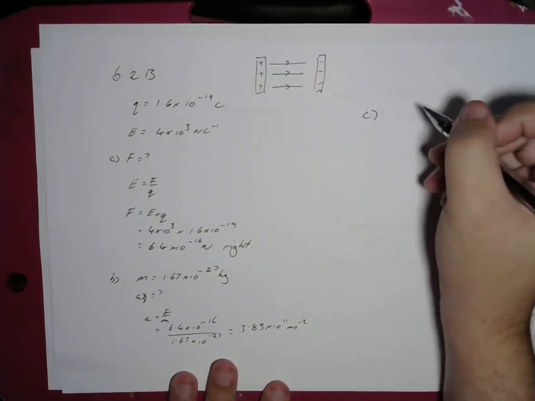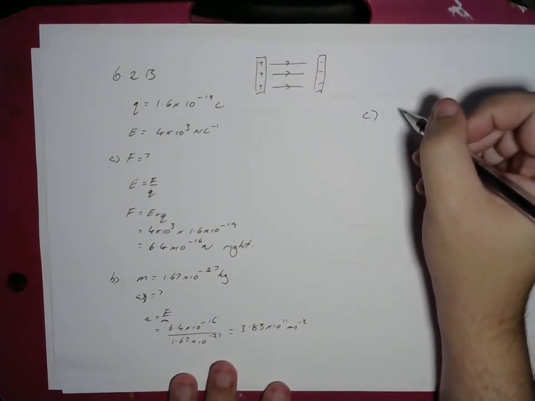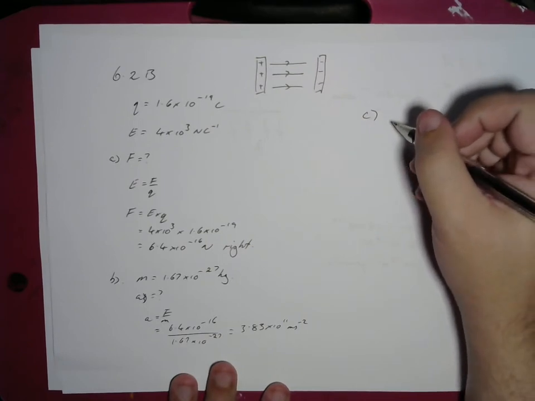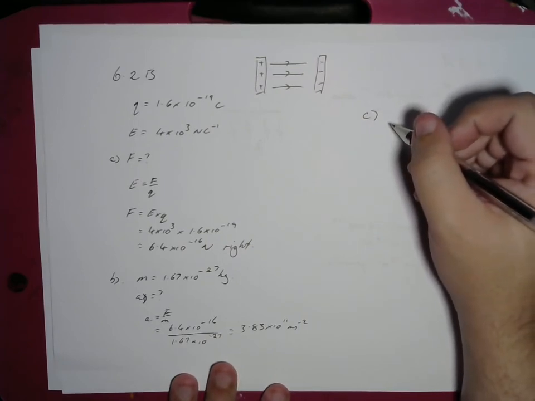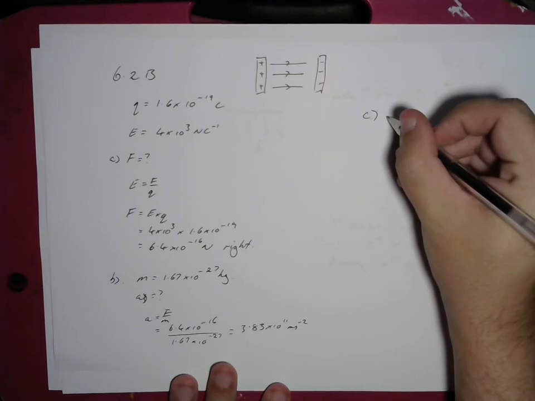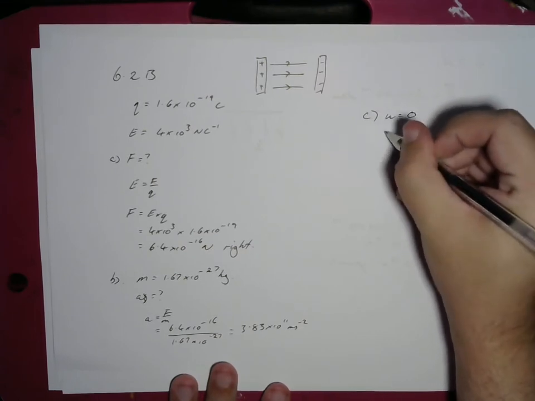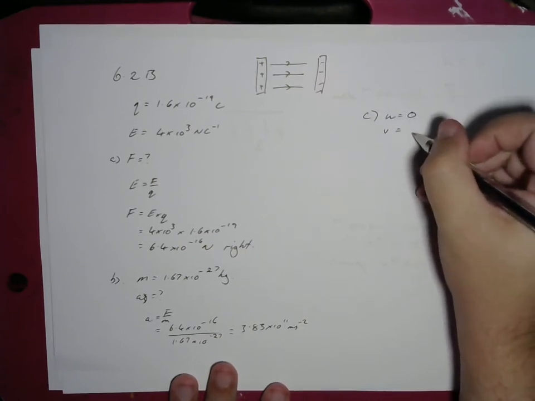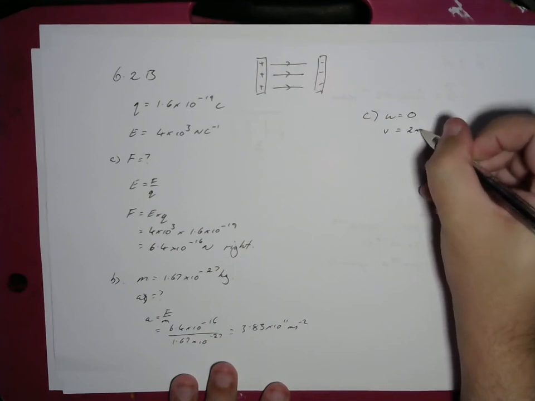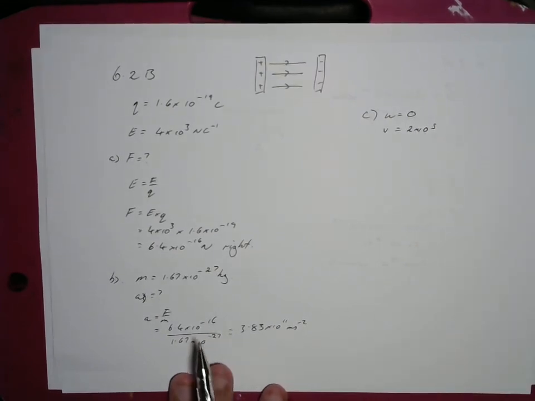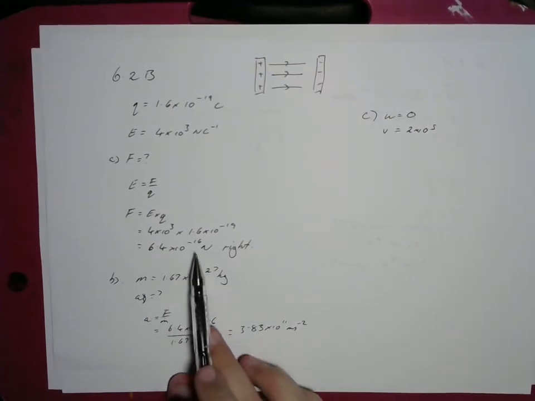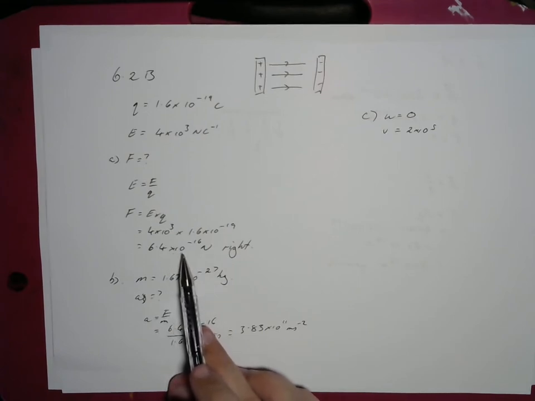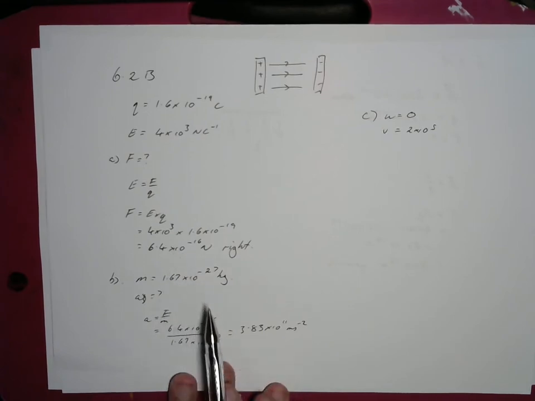Part C asks us, what is the time to reach a speed of something? The question does say it is introduced at rest, so we know that our initial velocity must be 0. We want to try to get to a final velocity of 2 times 10 to the 5. I do just want you to notice for a second, this force is exceptionally small. I mean, 10 to the negative 16, that's very, very tiny. But the mass is so small that our resultant acceleration is massive.